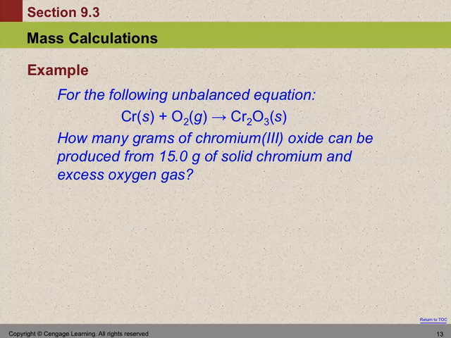So how many grams of chromium(III) oxide can be produced if we start with 15 grams of solid chromium and excess oxygen gas? So again, the key term here is that we have excess of the oxygen gas. There's more than enough of it. So the reactant which determines the amount of product we can form is chromium. Step 1 was to balance the chemical equation.